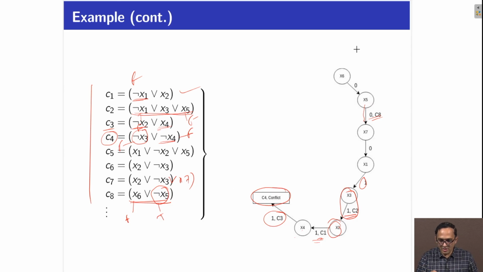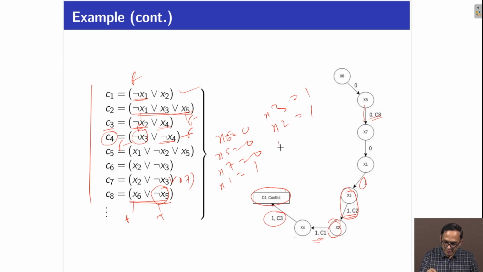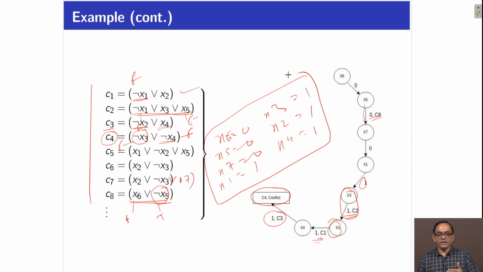So, this assignment: x6 equal to 0, x5 equal to 0, x7 equal to 0, x1 equal to 1, then x3 equal to 1, then x2 equal to 1, then x4 equal to 1. This assignment that I got is not correct, because I reach a conflict, where one of the clauses becomes false. That means some of the decisions here is a problem. So, I will try to remove some of the decisions and restart the process.